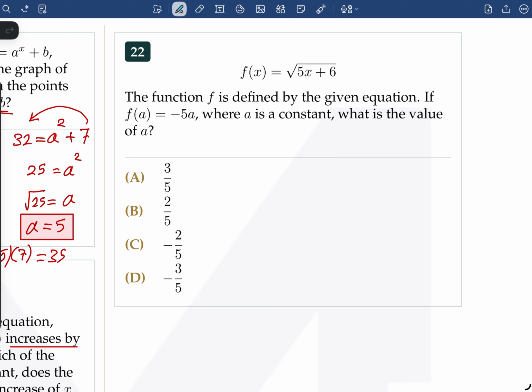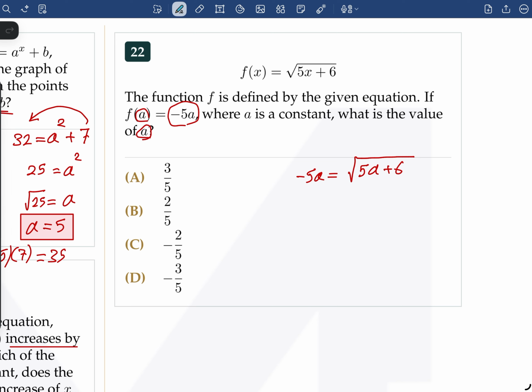So here f of x is the square root, and the question says that a is a constant, and we need to get the value of a. So if you want to get the value of a here, we can replace x by a, and we replace f of x by negative 5a. So instead of f of x, we write negative 5a, and the square root of, we replace x by a and write 5a plus 6.